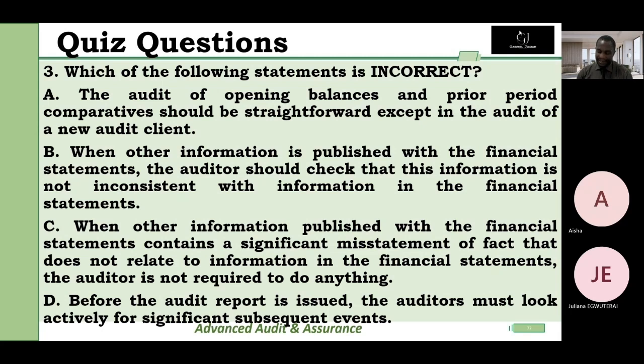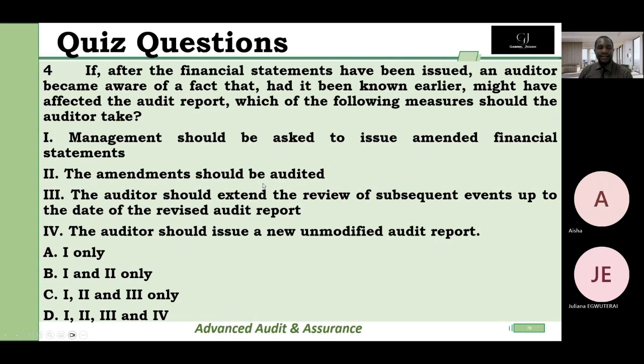What's your pick? Time is going out. We still have one topic to look at. B. I think B is it. B. Okay, B is incorrect. All right, we'll see. J is going for B. We'll see. They featured that one that I like. All right, number 4. If after the financial statements are already. Yes, okay, number 4. Yeah.